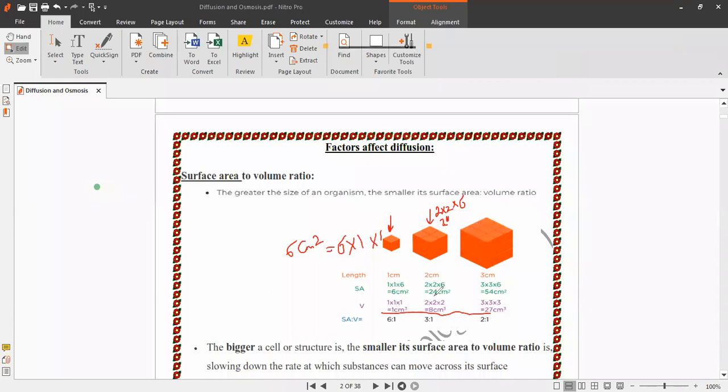Here the volume of the cell becomes 8, and here 27, but the surface area to volume ratio decreases. Here 6, here 3, here 2. When the volume of the cell increases, the surface area to volume ratio will decrease. This is the first factor that affects diffusion: the surface area to the volume ratio.